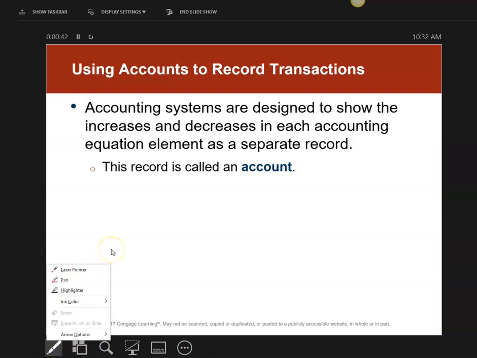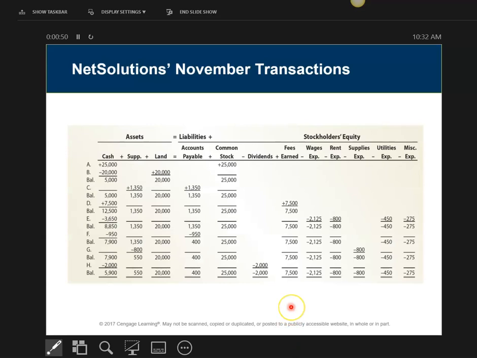So just so we know, when we record transactions, we use accounts. And accounts are basically very similar to what we've seen. So here's what we did in chapter 1. We did a spreadsheet like these. So these accounts up here, the cash, the supplies, the land, the accounts payable, the fees earned, the wage expenses, these are all called accounts.